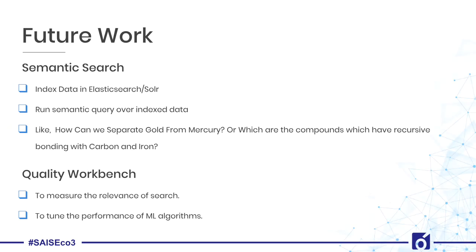Now, the future work that we are planning. The first feature that we are planning to work on is a semantic search, which will allow the user to search for documents using a semantic query. For example, how can we separate gold from mercury, right? So if anyone is looking for information regarding this query, then it will bring all the documents or articles related to just this query.